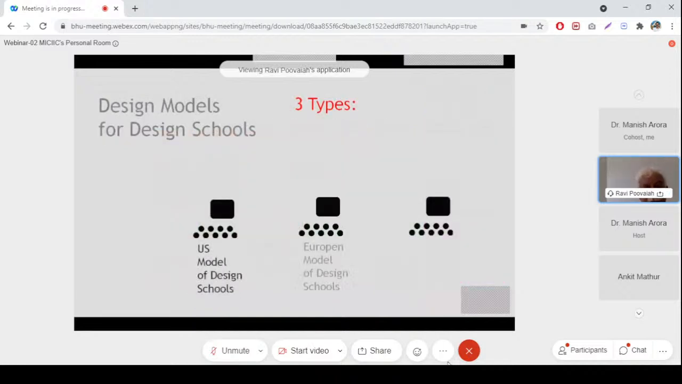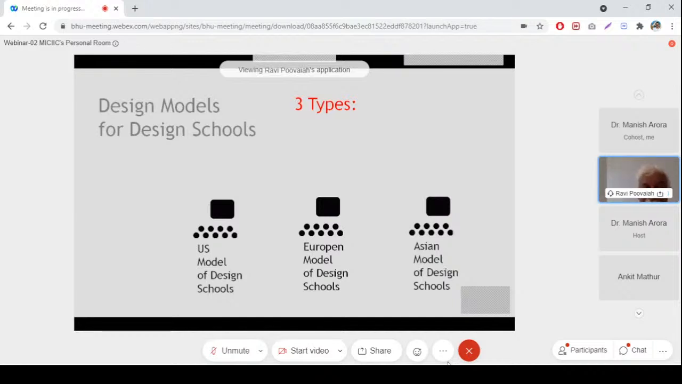Broadly, if you look at it, there are three models of design schools. You have the US model, which we saw in some of the examples, such as the Art Center School of Design, and you have the European model and the Asian model. The US model, for example, is very industry oriented, and it trains students in a lot of skills.